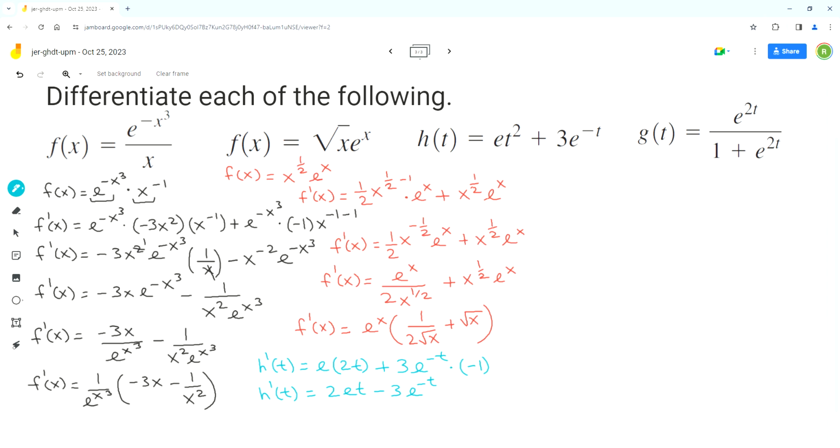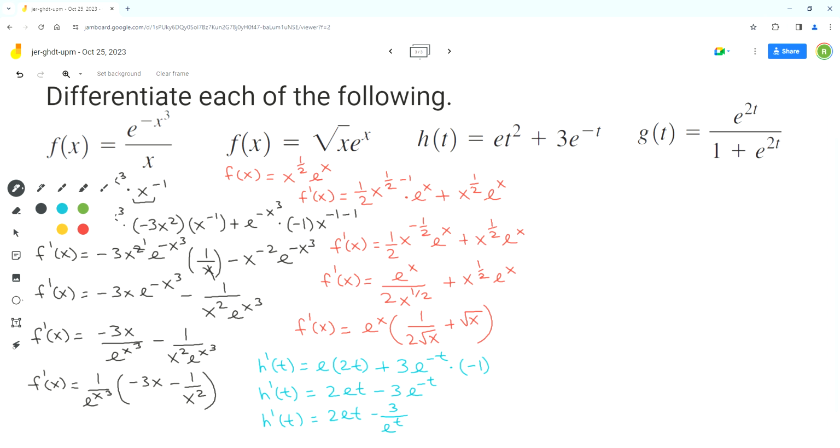Now we can make the exponent on e positive by moving it to the denominator. So h prime of t equals 2et minus 3 over e exponent t. So this can be the final answer for the derivative of the third function h of t. Now we can find the derivative of the last function g of t.